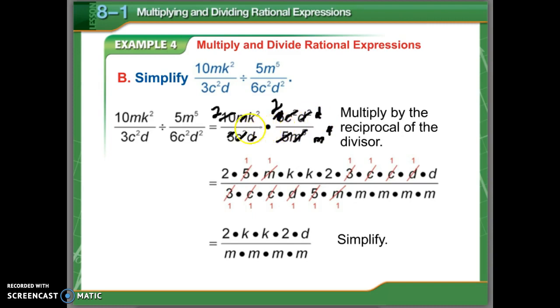Sorry, that's a bad looking d. Anyway, we've got 2 times 2. That gives me 4. I've got a k squared and I've got d on top. So I'm going to put in alphabetical order, put the d first, and then k to the second power.